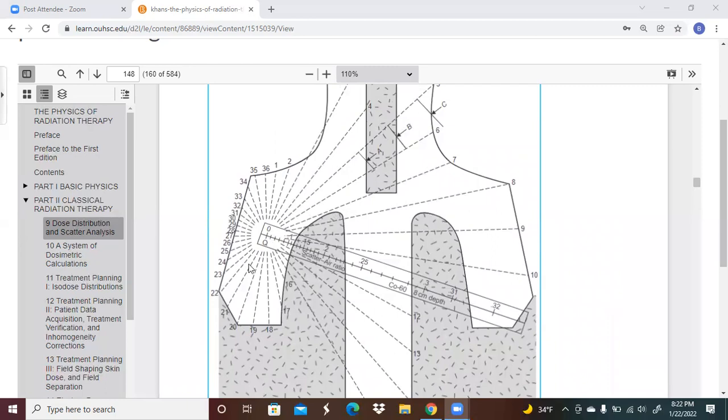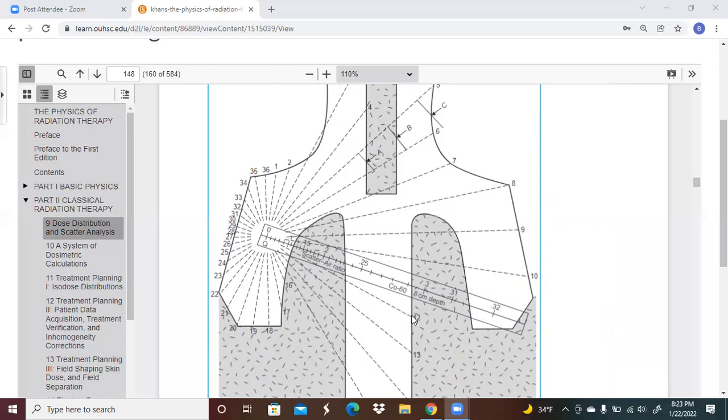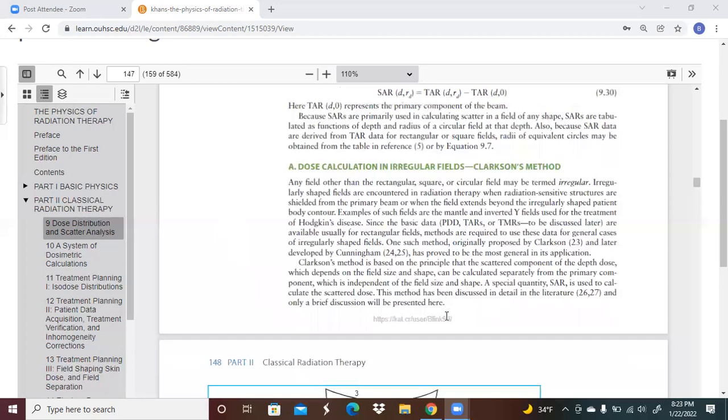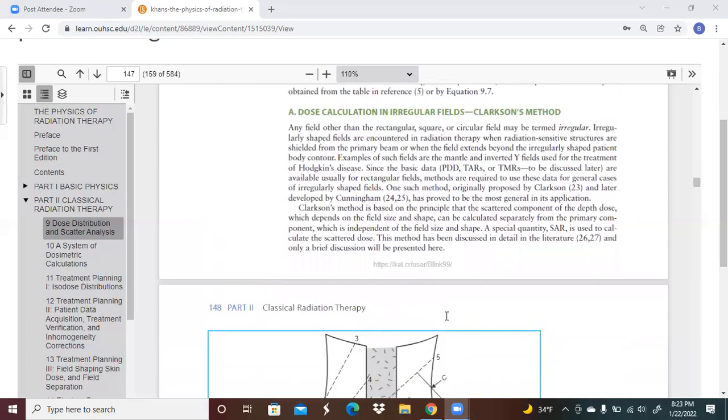So this is supposed to be a Mantle field. We're going to expose all of the stuff that's in the white, and we're going to try to block the part of the windpipe here and try to block the lungs. Again, this is an old picture. You would never do this pretty much anymore in the modern day, but there we are. This is a treatment for Hodgkin's disease.